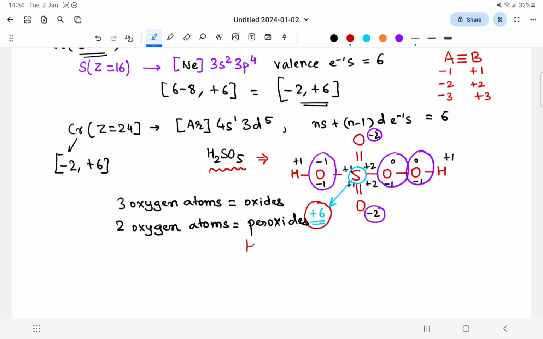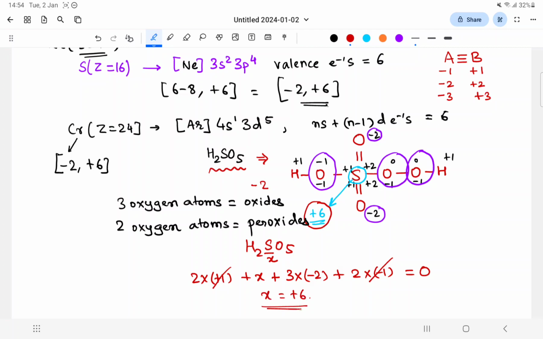I will write down the formula here, H2SO5, and take sulfur as x, and do the maths again. So 2 into plus 1, plus x, plus 3 oxygen atoms are oxides, so 3 into minus 2, and 2 oxygen atoms are peroxides, so 2 into minus 1, equals 0. Now if you are good in maths, you can solve it in one go. So this cancels with this, and from here we have x equals plus 6.